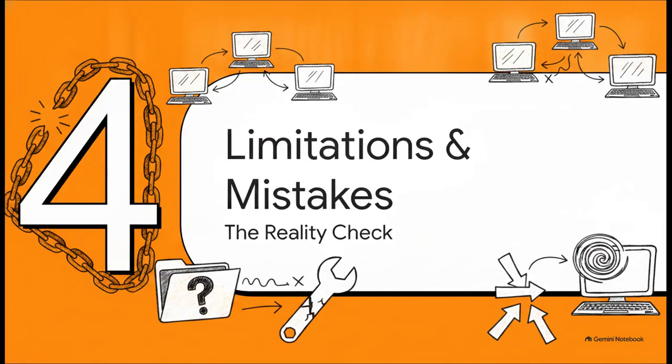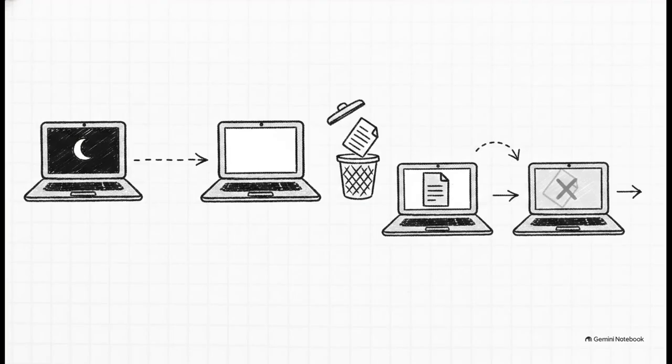Okay, time for Section 4, Limitations and Common Mistakes. We need to have a quick reality check because no tool is perfect. The biggest limitation of a peer-to-peer system is that devices must be online simultaneously, at least periodically, for files to actually sync. If your desktop at home is turned off, your laptop at the coffee shop isn't getting those files until the desktop is turned back on.